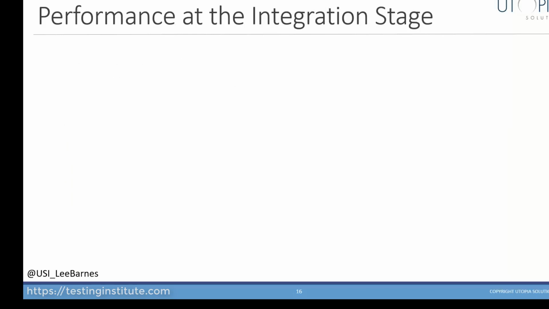So let's move down the pipeline. We can definitely learn about performance at the integration stage, and this is after we've checked in code, our unit tests have passed, and now our CI server is deploying a new build into our integration environment. So what does that look like?